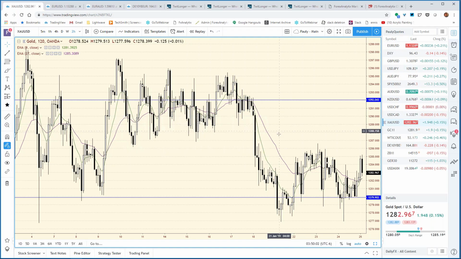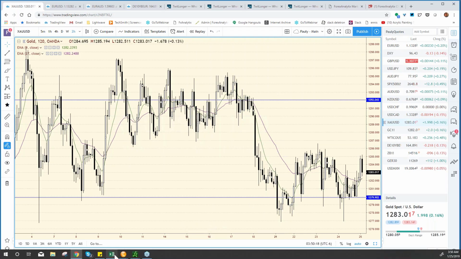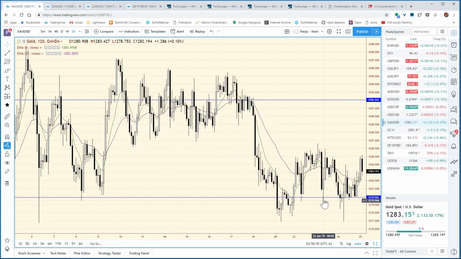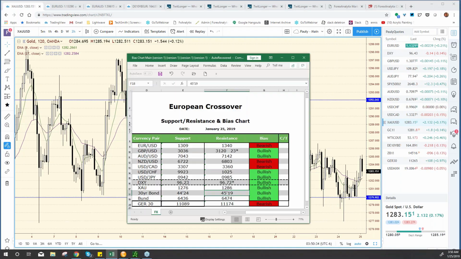Getting back, let's go and look at where support would be. On the upside, once again, tougher market right now. That upside would have to be 1286. We'll just move that $1 higher. With support coming in right there, 1279. Pretty cut and dry.